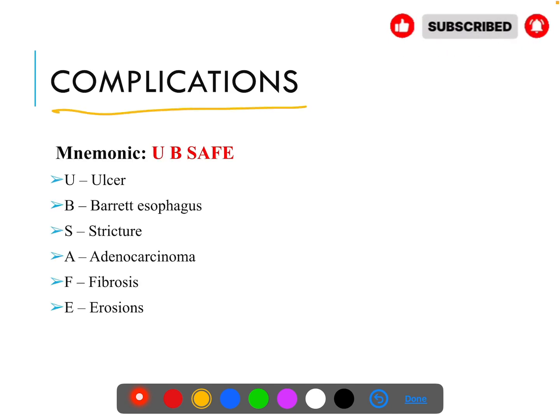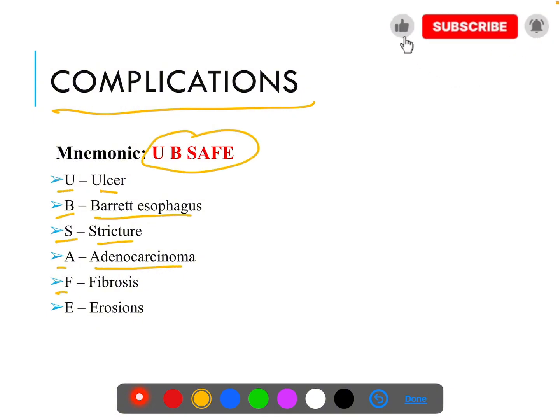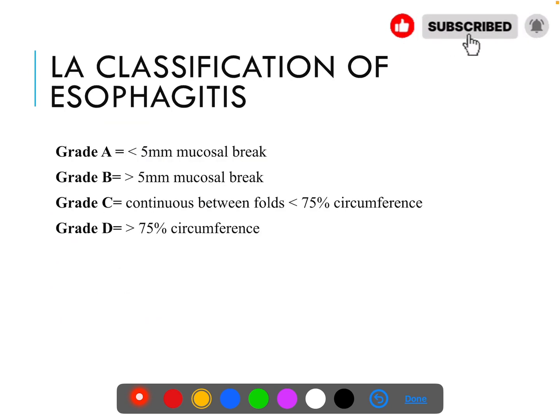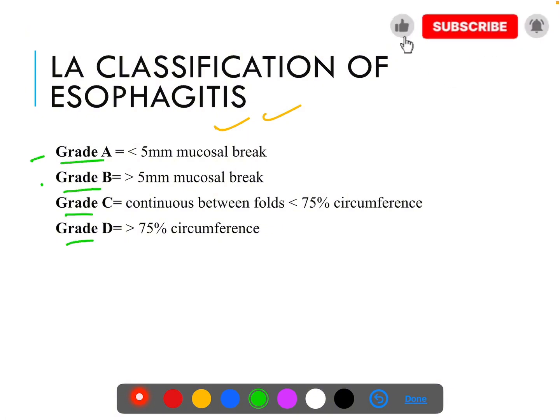So talking about the complications with the mnemonic U BE SAFE, U for ulcer, B for Barrett's esophagus, S for stricture, A for adenocarcinoma, F for fibrosis, E for erosion. So talking about the classification of esophagitis, in this classification, we all know about the grades: grade A, grade B, grade C, and grade D.